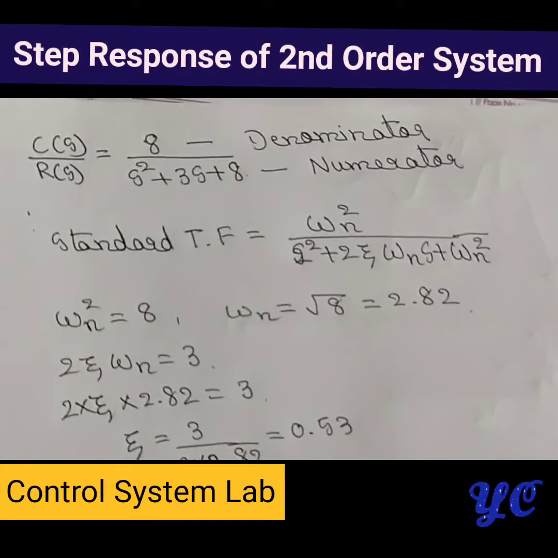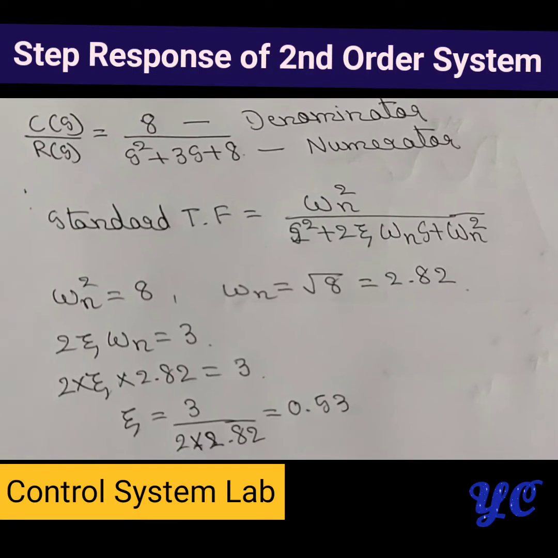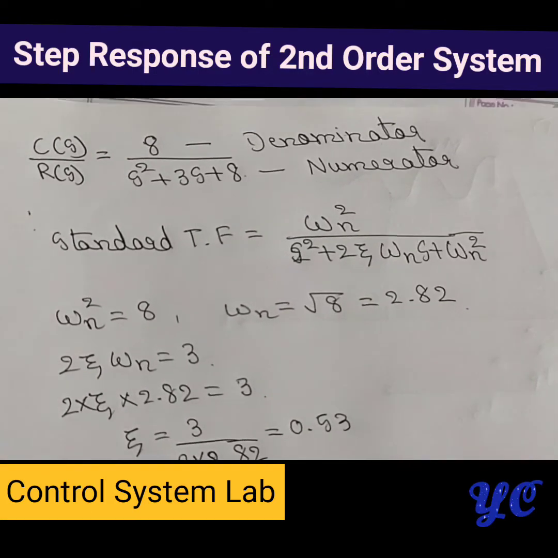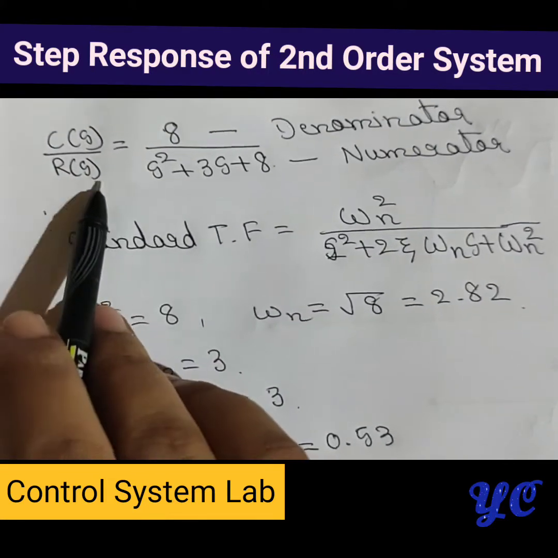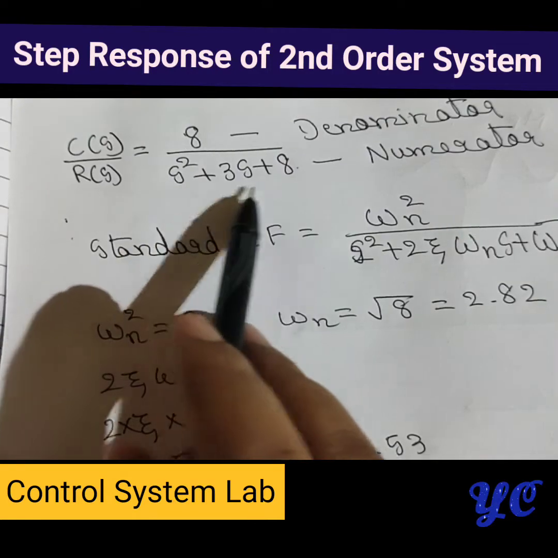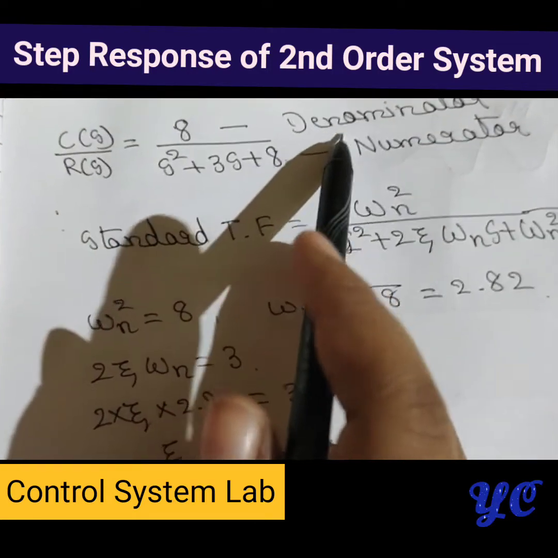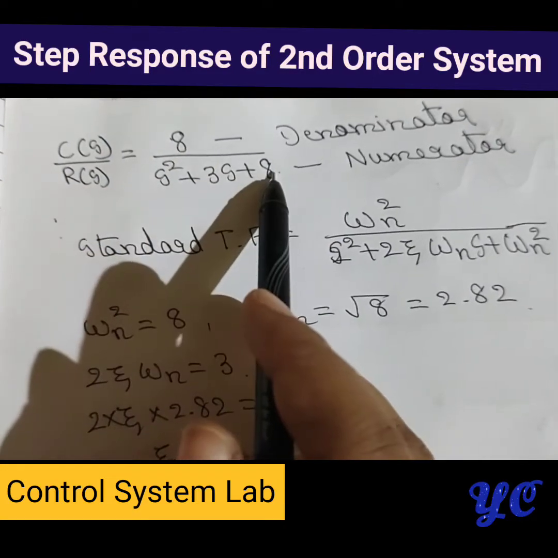Hi everyone, today we shall discuss the control system lab, that is step response of a second order system. So this is the question: C of s divided by R of s equals 8 divided by s square plus 3s plus 8. This is the denominator and this is the numerator.